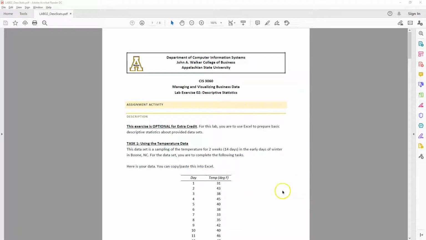Hi, I wanted to put together a video to help you get through Lab Exercise 2. Lab Exercise 2 is about descriptive statistics, which is a foundational element for preparing data for decision makers.